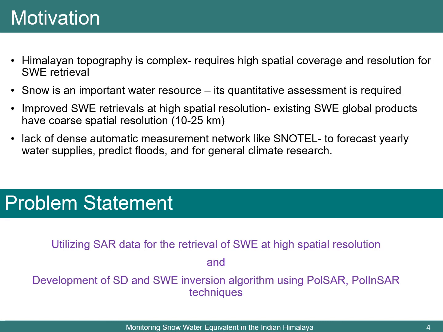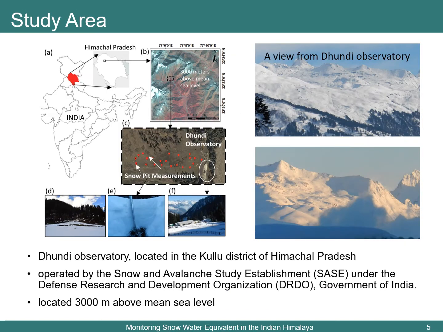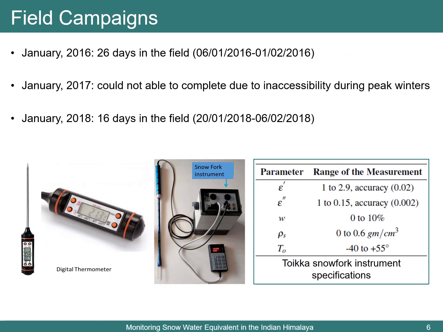snow water equivalent estimation. Dhundi Observatory is located in Kullu district of Himachal Pradesh, and it is operated by SASE and DRDO. It is located around 3,000 meters above mean sea level, and this is considered as the study area because we have conducted a field campaign and we had access to this area. We have implemented the algorithm using the data collected in January 2016, and in addition we have conducted a field campaign in 2017-18 to check the variation in the parameters on the field.